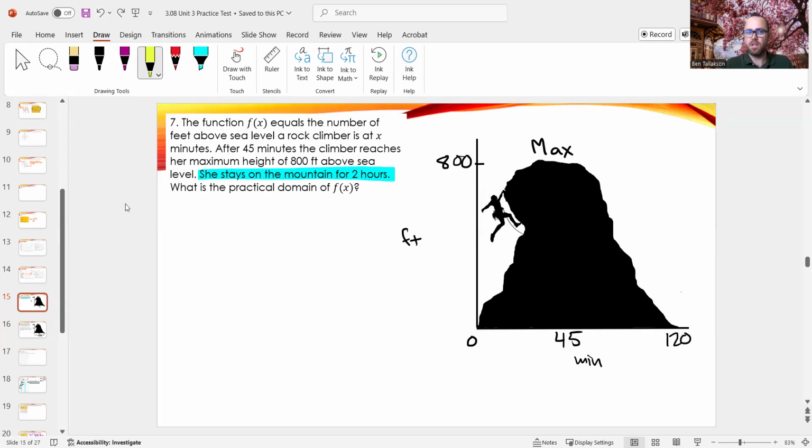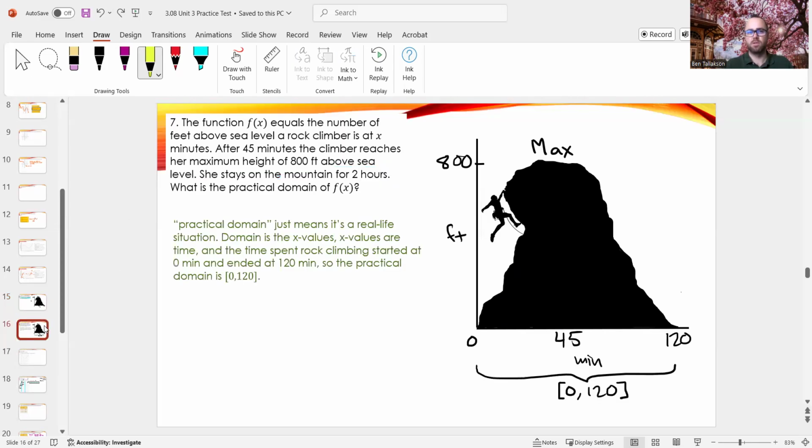The real question is, what's the practical domain? And we're told she stays on the mountain for 2 hours. While practical domain just means it's a real life situation. Domain is the x values. X values are time, and the time spent rock climbing started at 0 minutes and ended at 120 minutes. So the practical domain is 0 to 120 with brackets because those values are included.